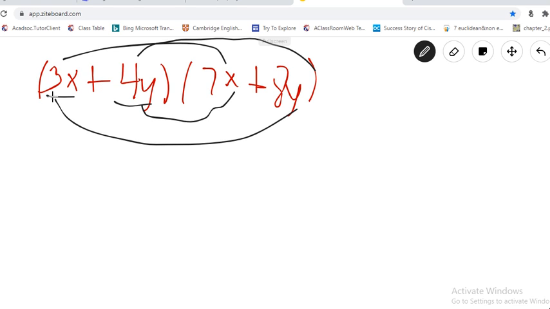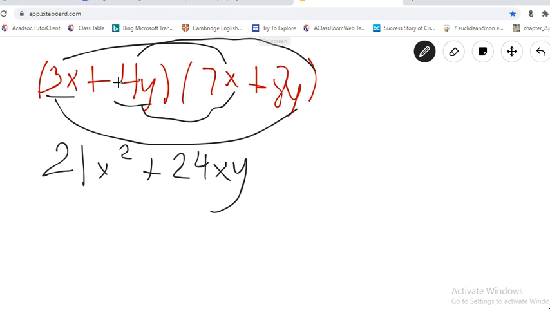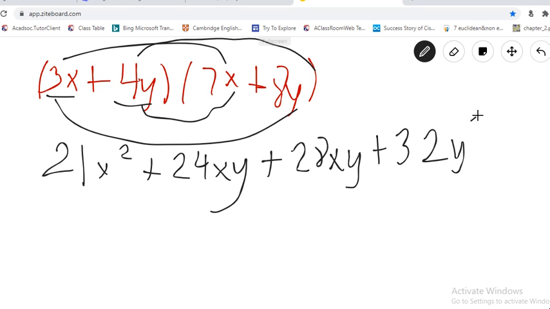So let's do it. So 3x multiplied to 7x, the answer is 21x squared. And then 3x again multiplied to 8y, which will give us 24xy. Then the next one, 4y multiplied to 7x, that will give us 28xy. And then last terms, that is 4y multiplied to 8y, that will give us 32y squared.